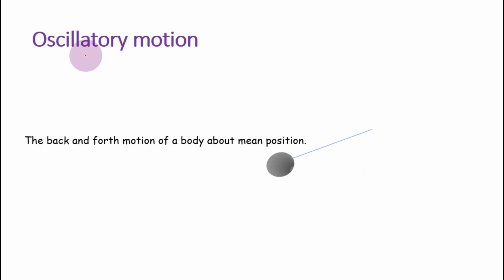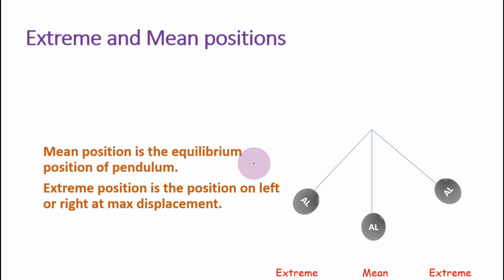Now what is meant by oscillatory motion? It is the back and forth motion of a body about mean position. So this is oscillatory motion. The motion here and there, back and forth, it is oscillatory motion.